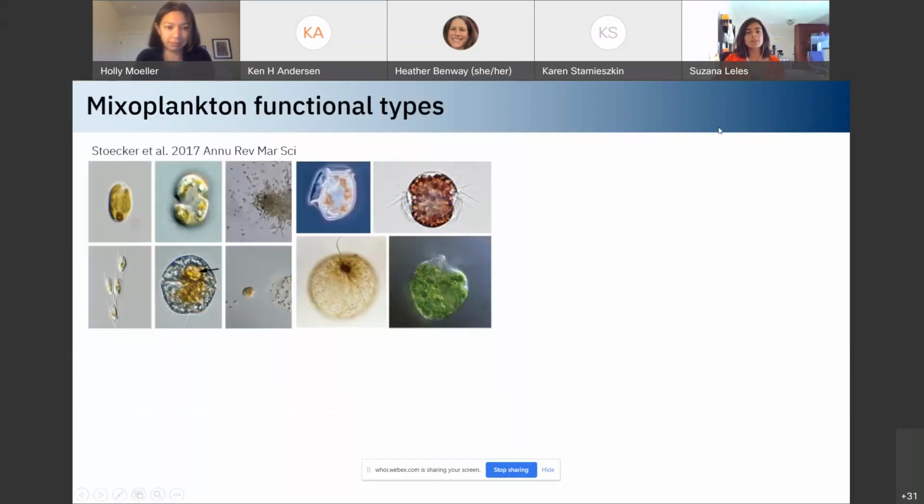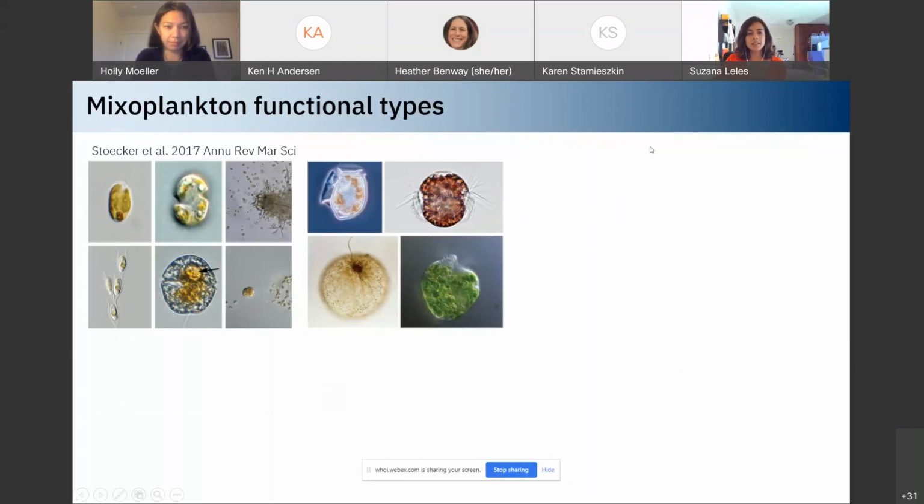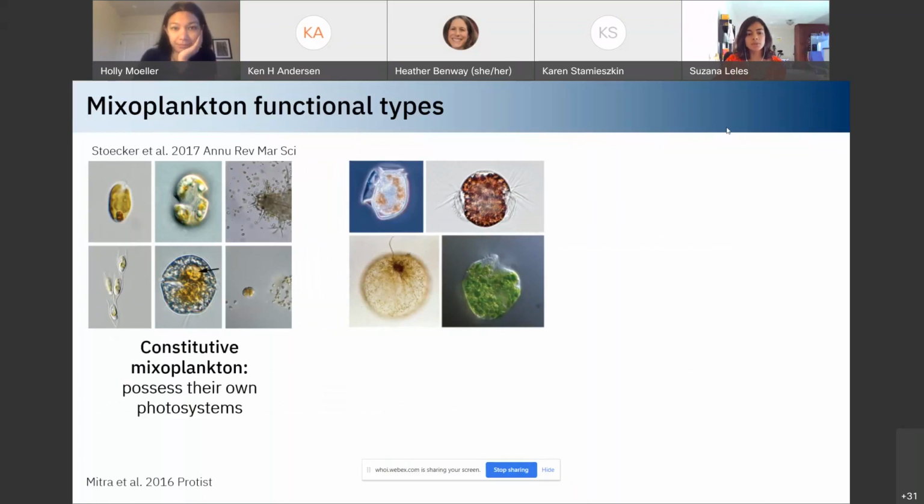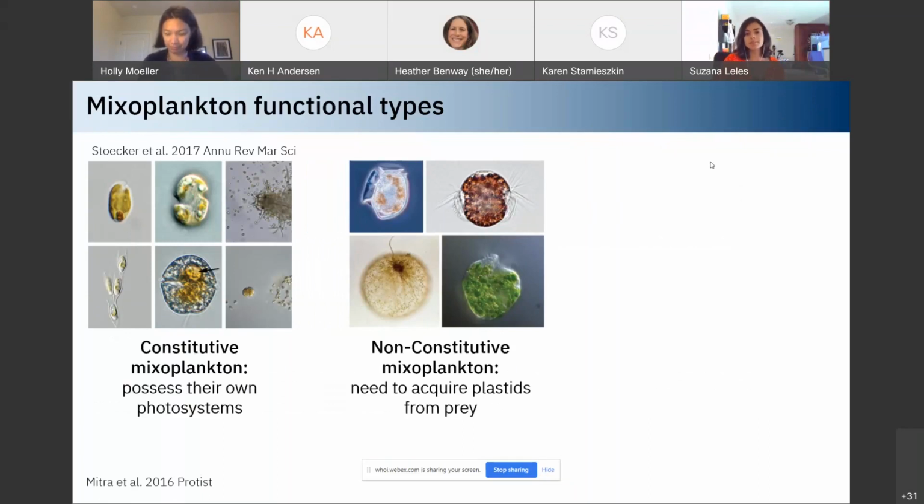So basically what we did, we started by dividing mixoplankton into two groups. On one side, we have the constitutive mixoplankton, which possess their own photosystems. And on the other side, we have the non-constitutive ones, which need to acquire plastids from their prey. These are also known as the acquired phototrophs. So we consider these two types in our model. And among the constitutive ones, we also divide them into two different size classes to account for mixotrophic nanoflagellates and mixotrophic dinoflagellates.